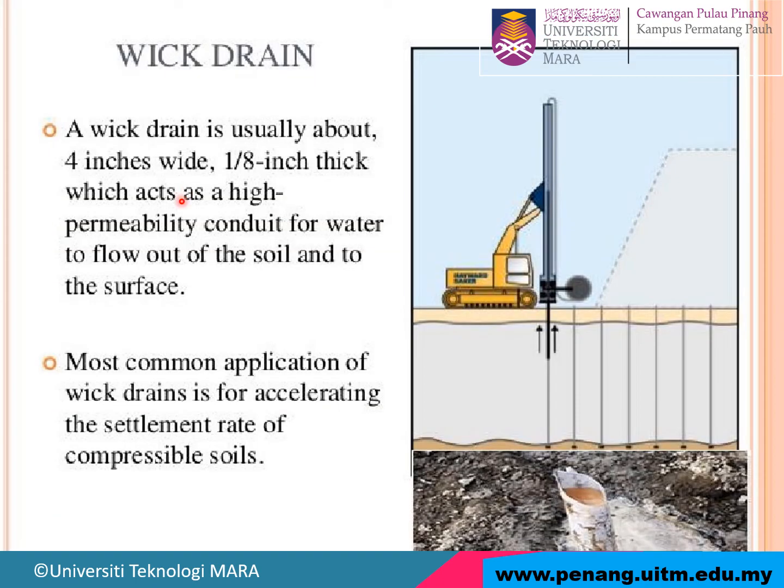A wick drain is about 4 inch wide, 1/8 inch thick, which acts as a high permeability conduit for water to flow out of the soil and to the surface. So water will flow out from the soil to the surface. The most common application of wick drain is for accelerating the settlement rate of compressible soil. So this is to accelerate the consolidation process, right?